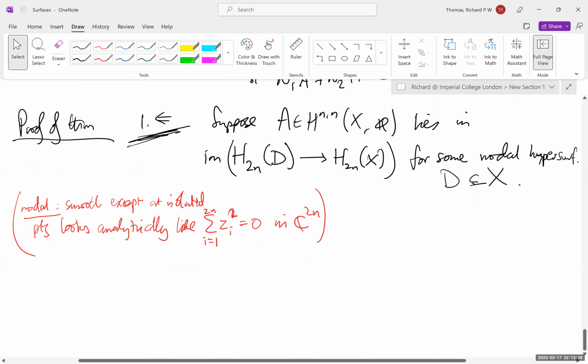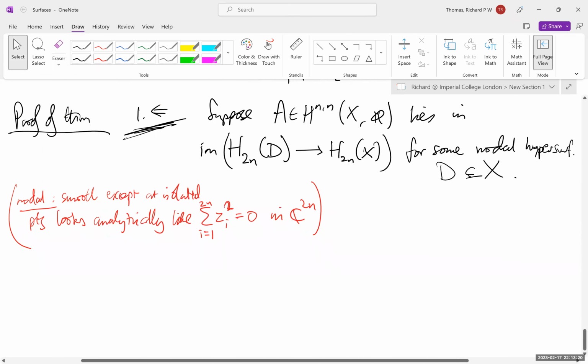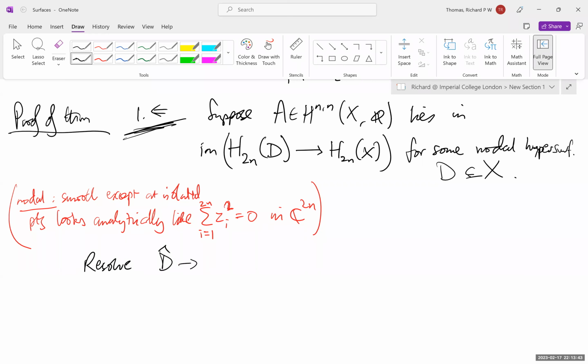Okay, so I'm supposed to assume that I've managed to find this hypersurface which contains A as a homology class. So I haven't managed to contain it as an algebraic variety yet, but that's fine. I can now continue with my Lefschetz induction on working on D. So I resolve D. That doesn't change its form.